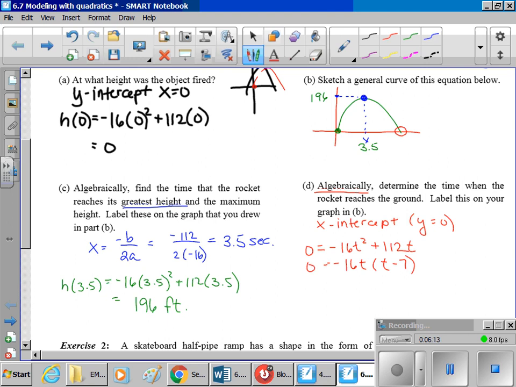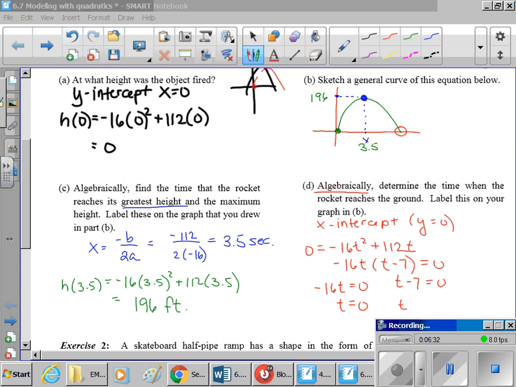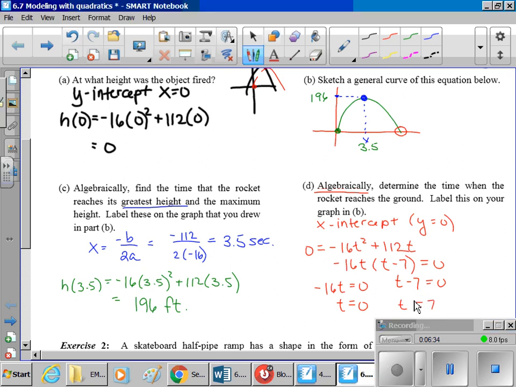Again, you can put the equals 0. You know me, I don't like it here. So I would rather put my equal 0 on this side. So I get negative 16t is equal to 0, so t equals 0, or I get t minus 7 equals 0, so t equals positive 7. So there are our t is 0 and t is 7.